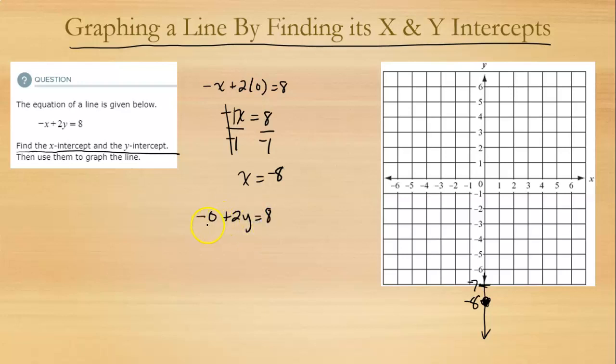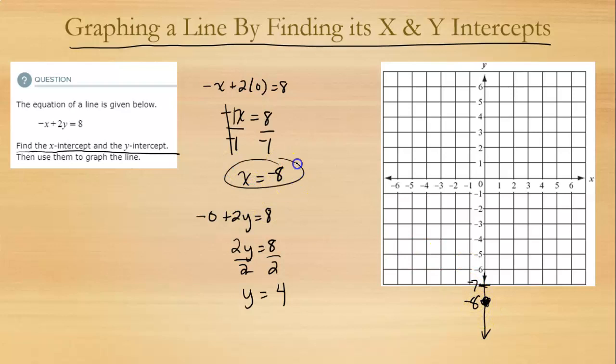There is no -0. -0 is just 0. 0 plus 2y is 2y. So I can divide both sides by 2. Y-intercept is 4. Can you look at my graph over here and tell me where I made my error? Because I definitely did.